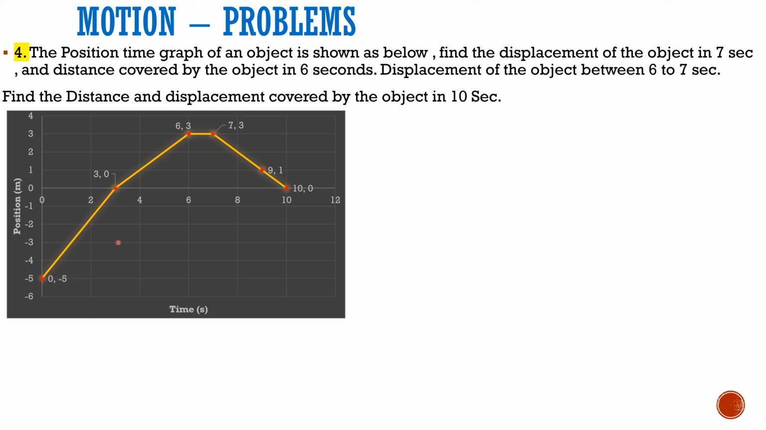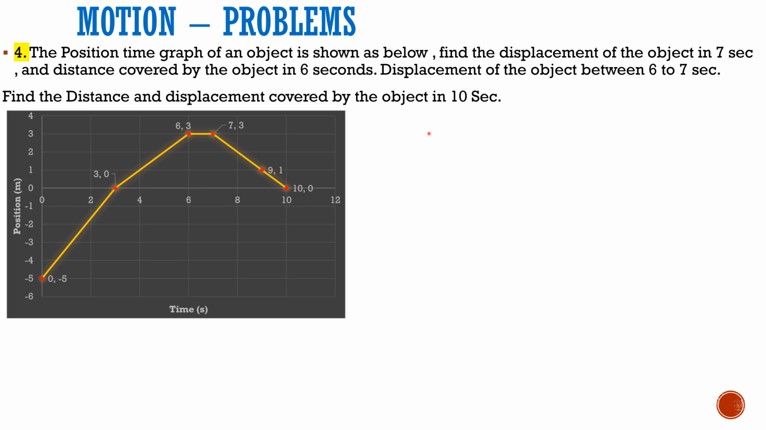And then at time t equal to 9 the position is 1, and at time t equal to 10 the position is finally 0. So what it is asking is to find the distance and displacement at these different times: at 7 seconds, the distance covered by 6 seconds, the displacement between 6 to 7 seconds, and the distance and displacement of the object in 10 seconds.